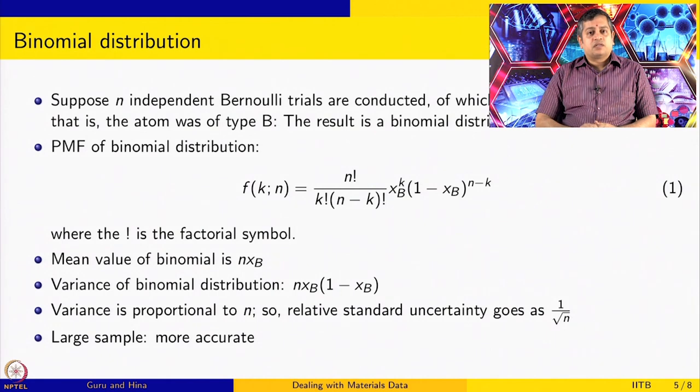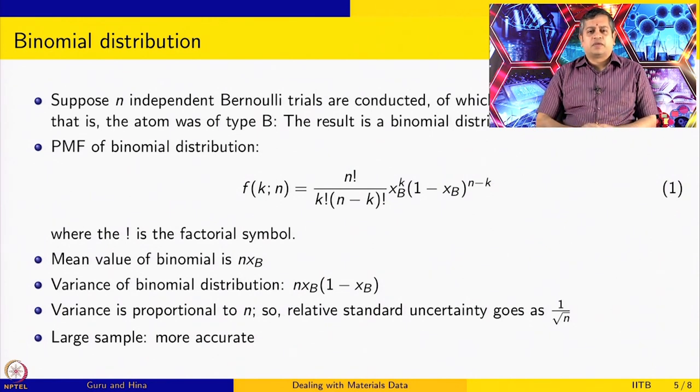So it is n factorial by k factorial times (n minus k) factorial, times xb to the power k and (1 minus xb) to the power n minus k. You can understand this because we are assuming everything to be independent and one Bernoulli trial had probability xb, and because there are many different ways of getting the other results when you do this exercise n times and k of them are successful. So the n factorial by k factorial times (n minus k) factorial basically gives you those different combinations. And so this is the probability.